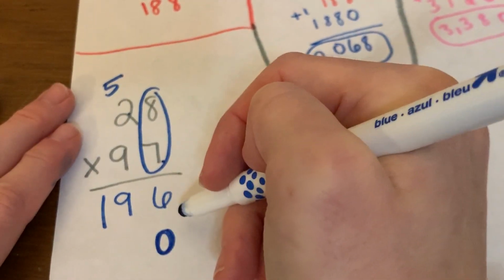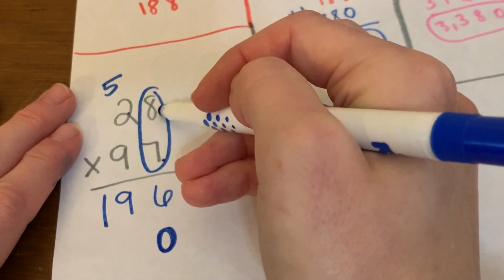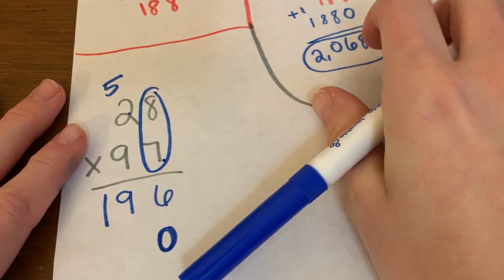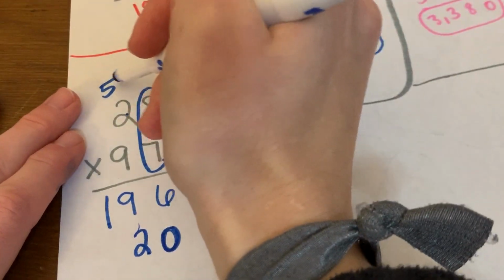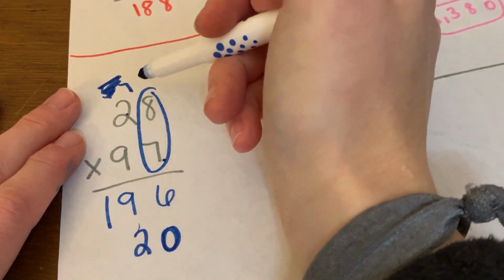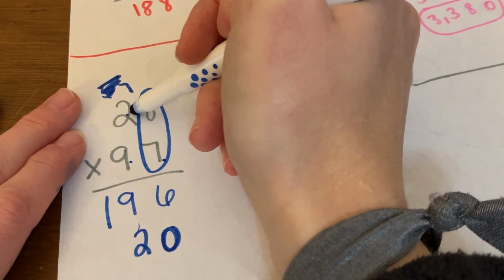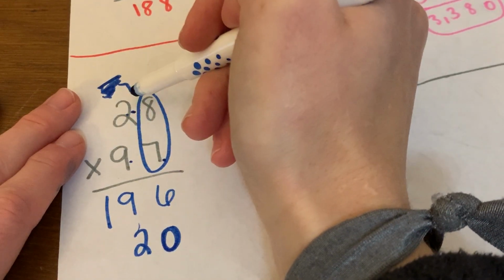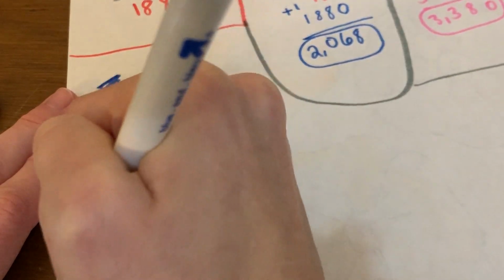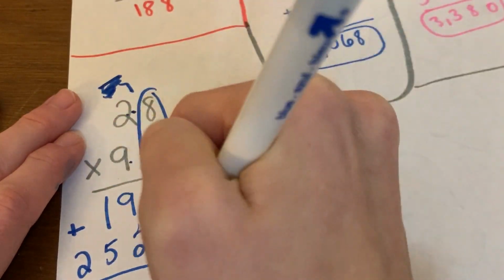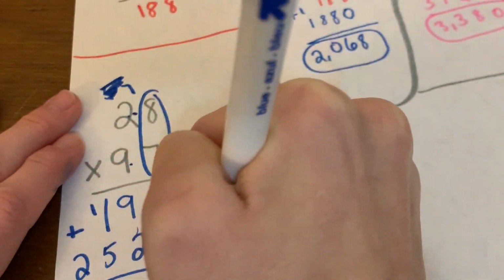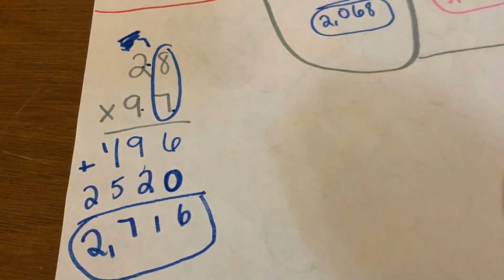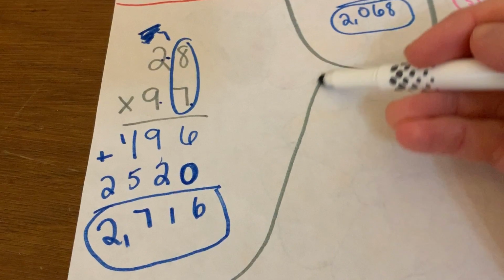Drop my 0. 9 times 8, that is going to give me 72. So putting my 2 here, carrying my 7, getting rid of that 5, I'm done with it. 9 times 2 gives me 18, plus 7 more gives me 25. Add those two numbers together, and I get 2,716. Oops, sorry. All right, last thing we're going to do.